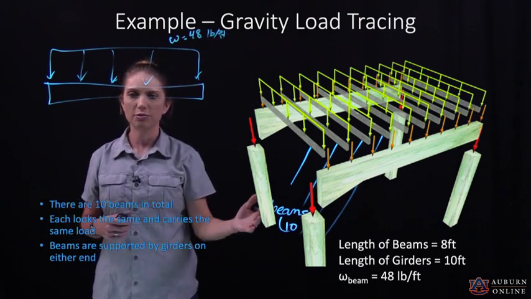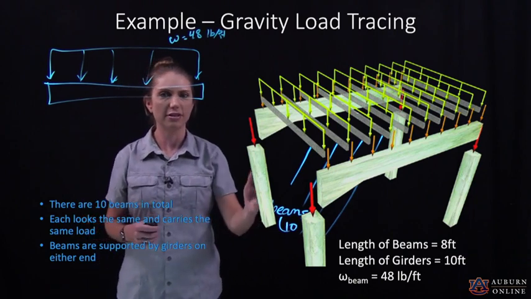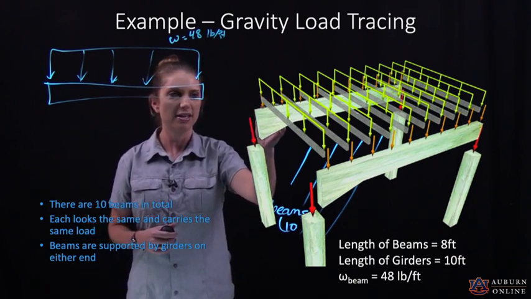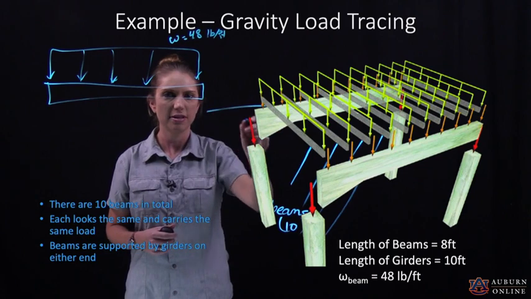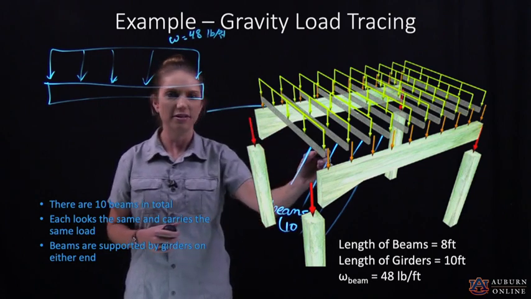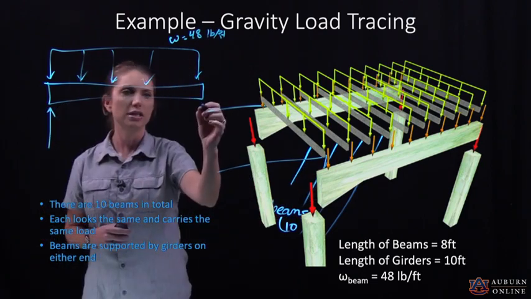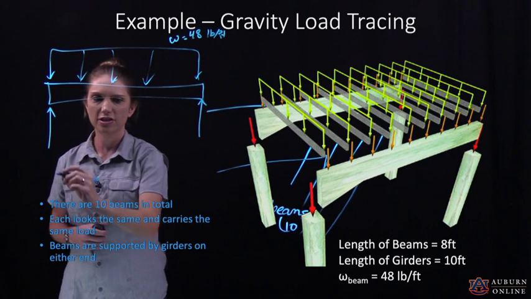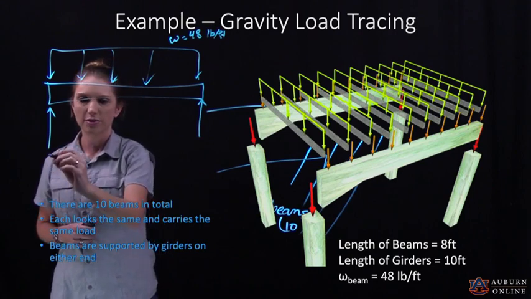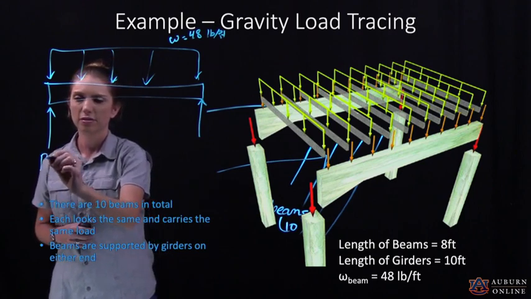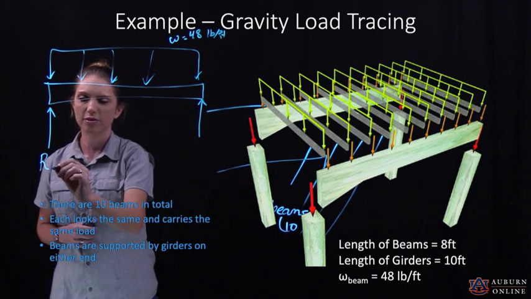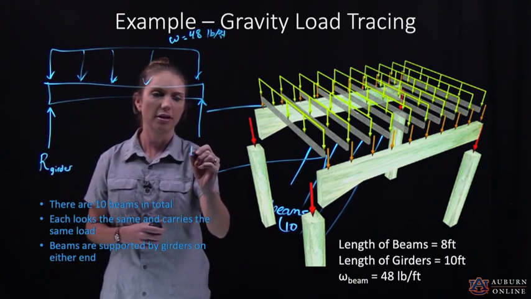And the beams are supported by girders on either end, right? So we can see that the left end of this beam is resting on a girder. The other end of this beam is resting here on a girder as well. So if we look at that, each of the beams will have a reaction with the girders. So between the beam and the girders, we have this reaction. We'll call this R girder and R girder here.